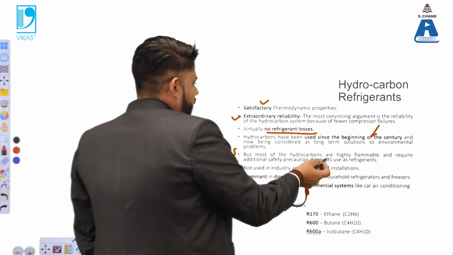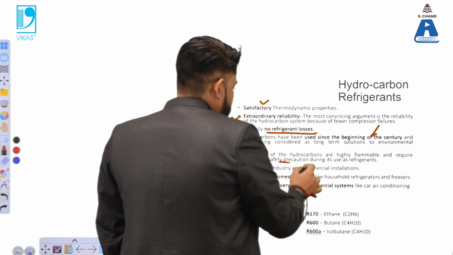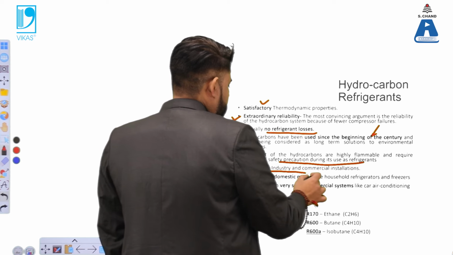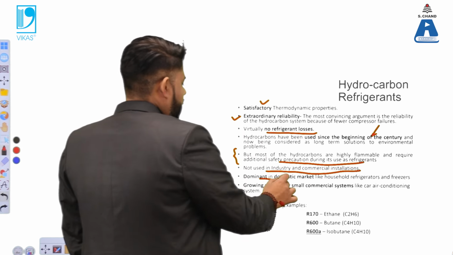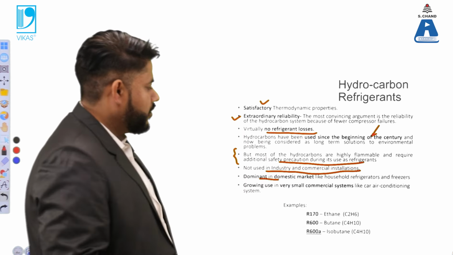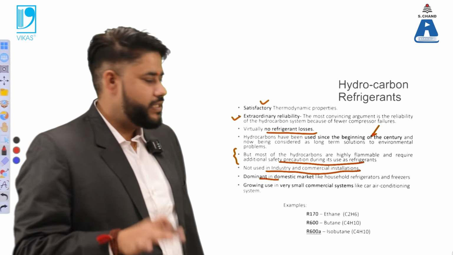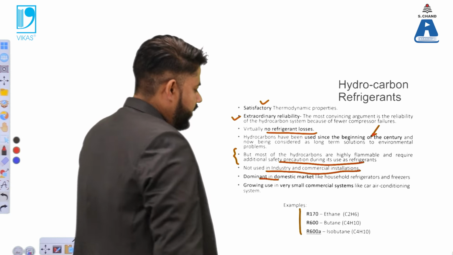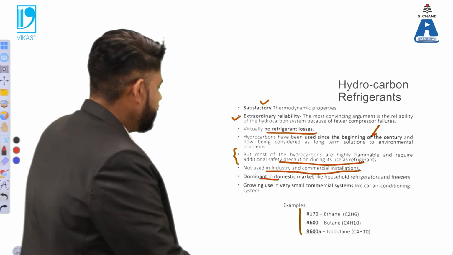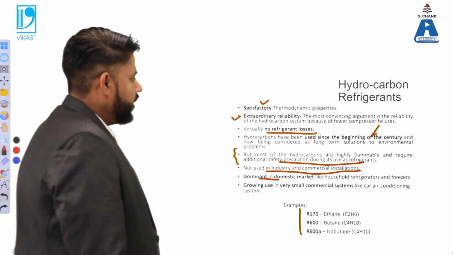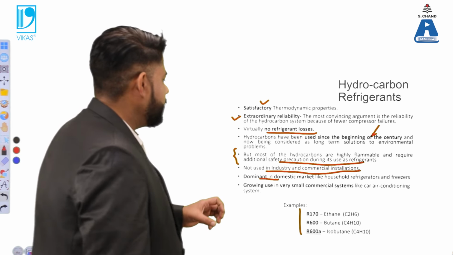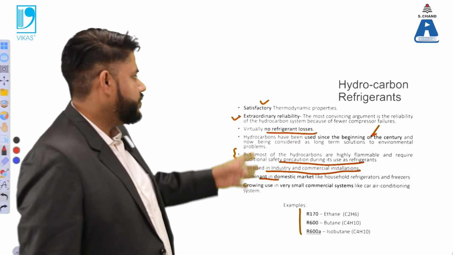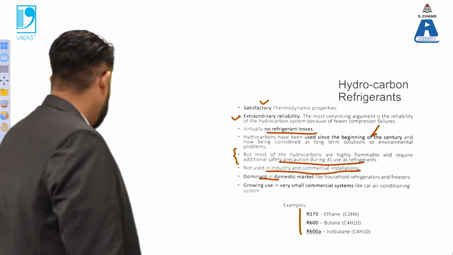Most of the hydrocarbons are flammable and require additional safety precautions, so they are not used in industrial and commercial applications, and are prominent basically in the domestic market. Examples are butane, isobutane or ethane. And for very small commercial systems like car air conditioning, these types of refrigerants are growing.